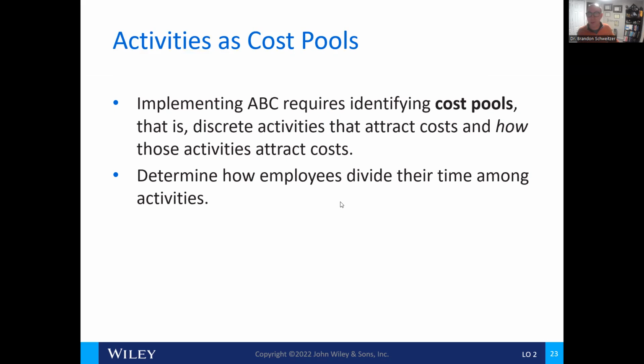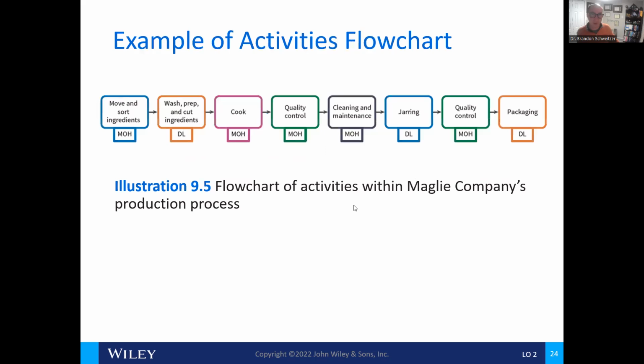We determine how employees divide their time among certain activities in order to understand the cost pools. One of the best ways to do this visually is to look at an activities flow chart. The activities flow chart shows how a product moves through the production process. In this case, using our example of sauce manufacturing, we can see the different stages that the product flows through in the manufacturing process.